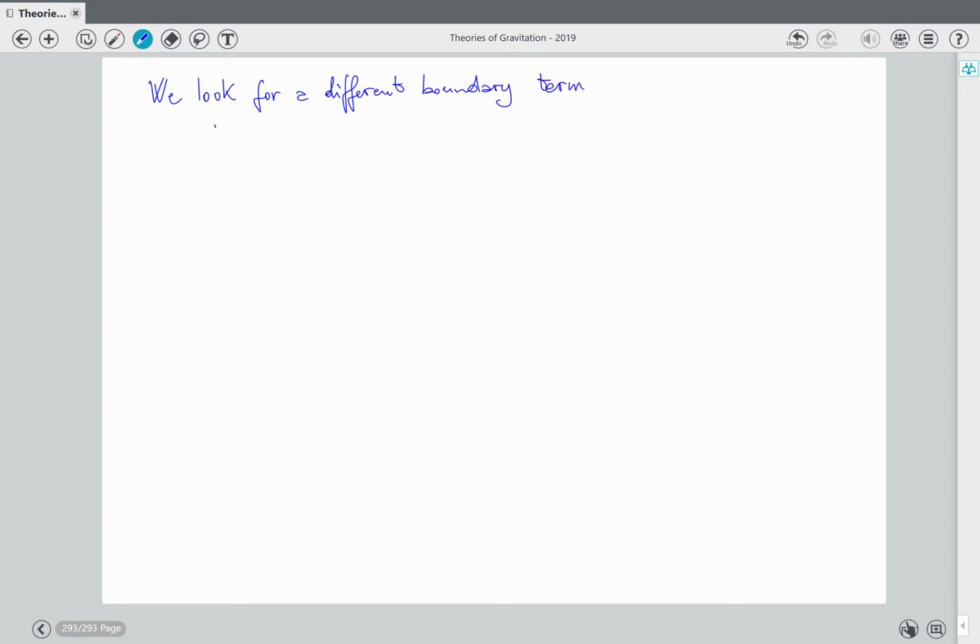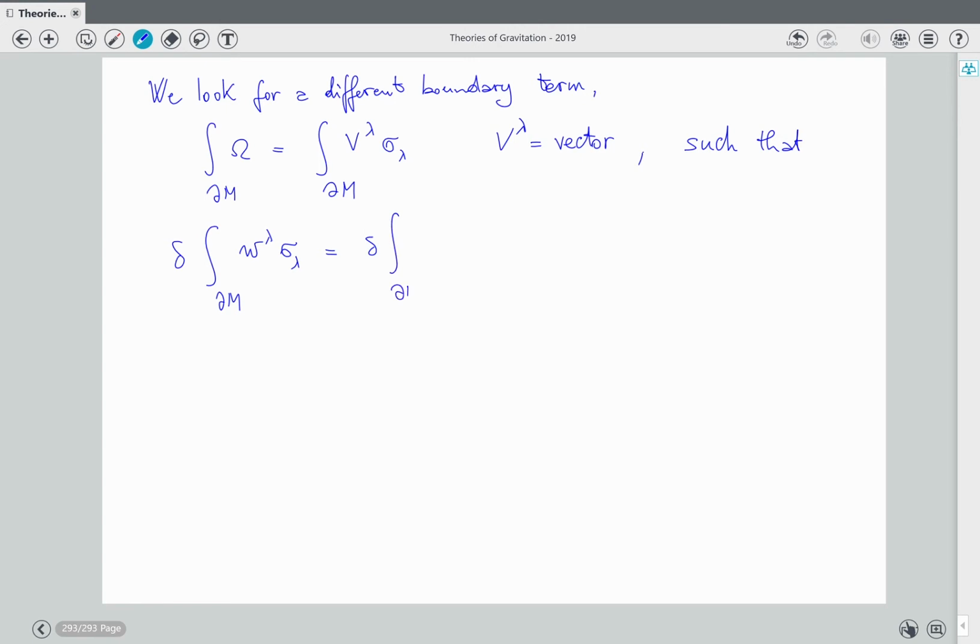One that transforms correctly. So with a vector such that the variation of the wrong boundary term and the variation of the good boundary term are equal. That's what we will do tomorrow and on Thursday.